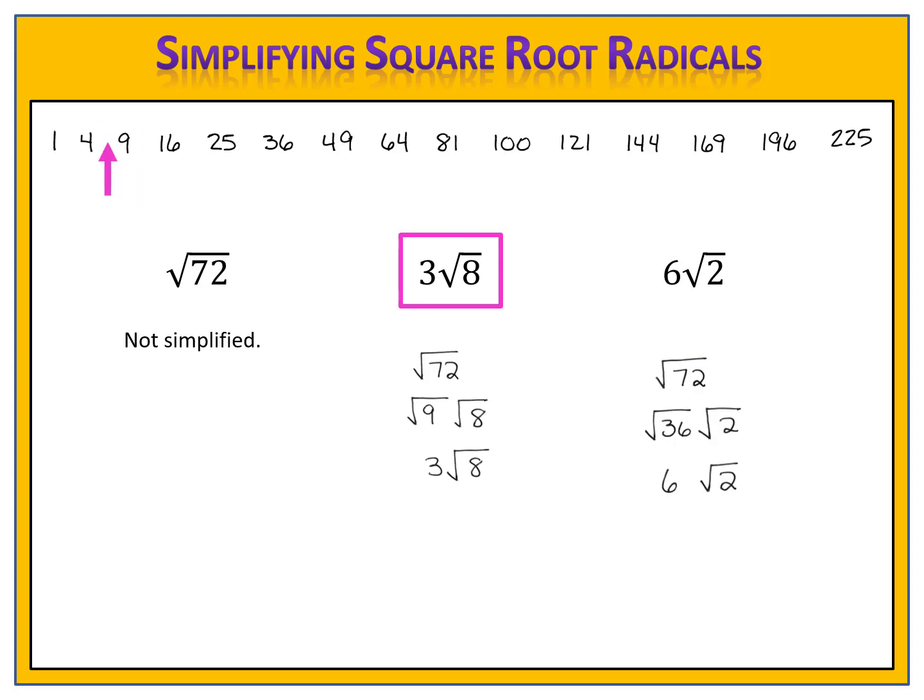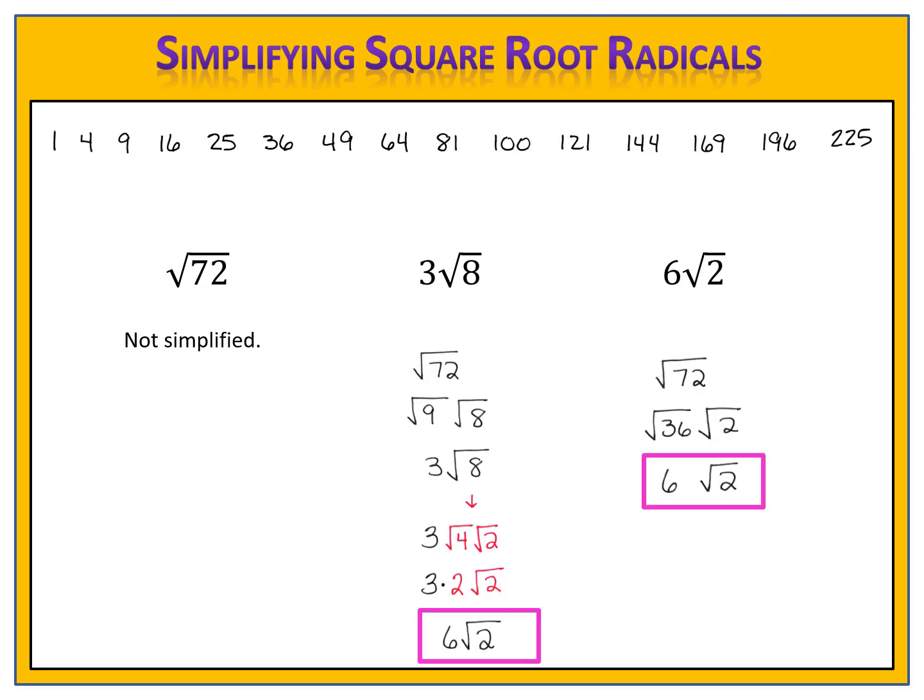Well, notice the square root of 8. If I look at 8, 4 goes into 8, 4 times 2. So I can actually rewrite that square root of 8 as the square root of 4 times the square root of 2. We know the square root of 4 is 2, so we have 3 times 2 square roots of 2, or 6 square roots of 2. The simplest radical form is 6 square roots of 2.